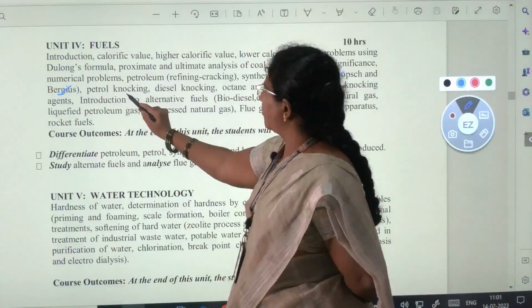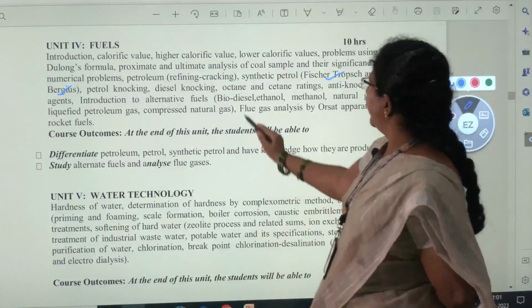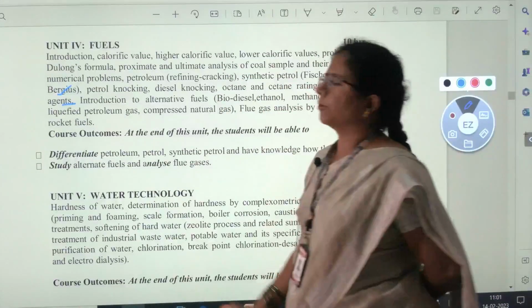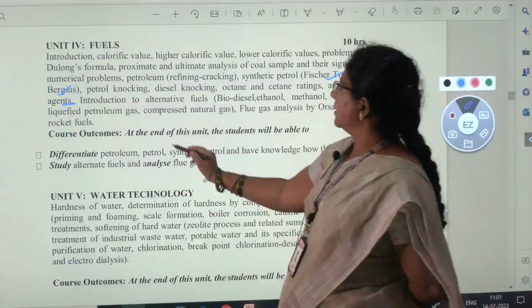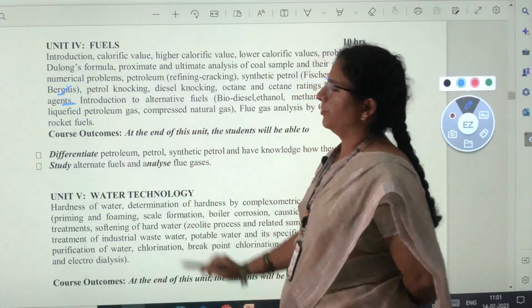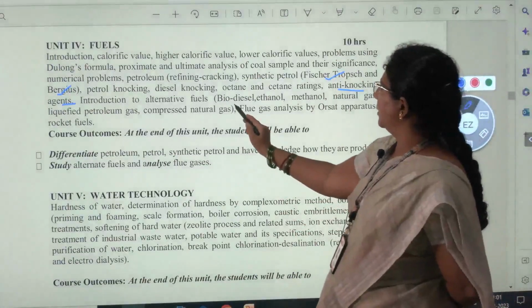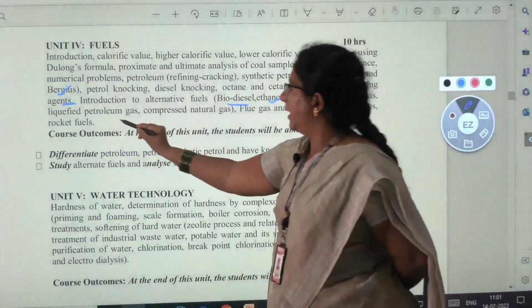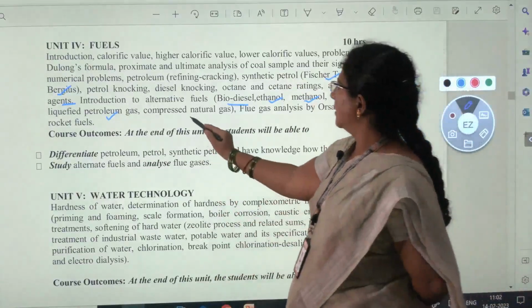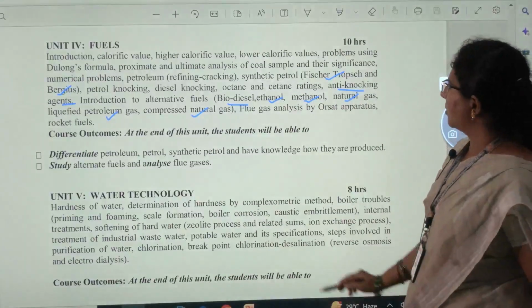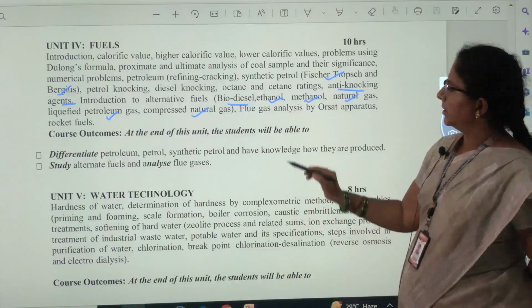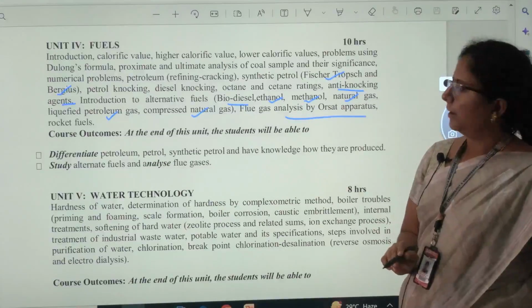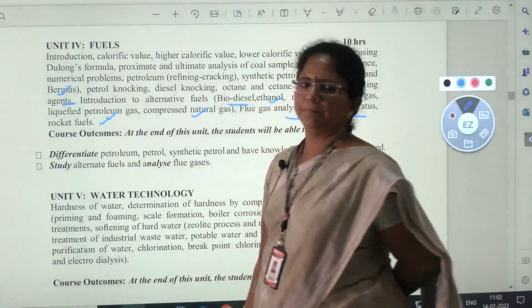Next we have to discuss petrol knocking and diesel knocking. And next, octane and cetane ratings and the anti-knocking agents which are used to reduce petrol knocking and diesel knocking. Next we have to discuss some alternate fuels. The alternate fuels we have to learn are biodiesel, ethanol, methanol, natural gas, LPG, liquefied petroleum gas, and compressed natural gas. And the last topic of this unit is flue gas analysis. This flue gas analysis will be carried out using the Orsat apparatus. And next we have to discuss a few rocket fuels.